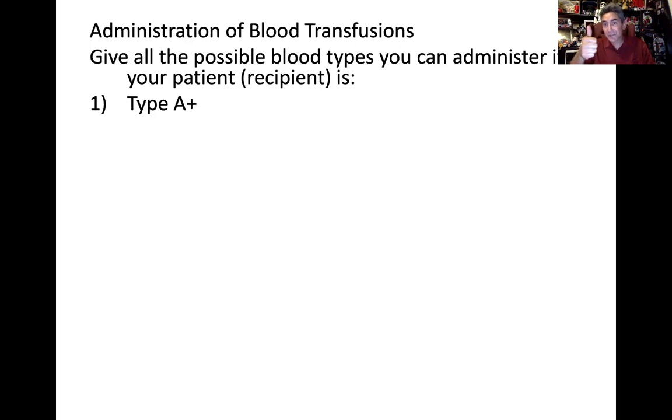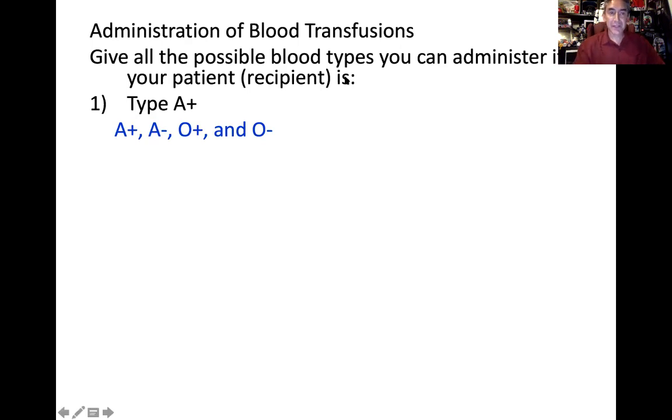Did you get it? Or did you kill your patient? I hope you didn't kill your patient. I hope you got all the types, right? Let's see how many of you got those correct. Yeah, so these are the blood types that can be administered to an A positive patient, right?